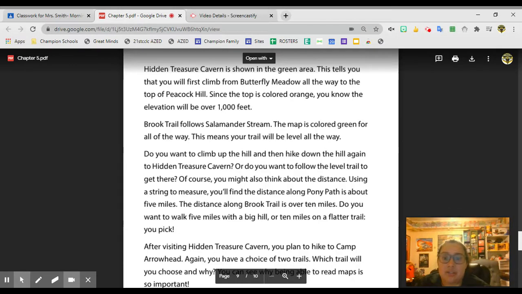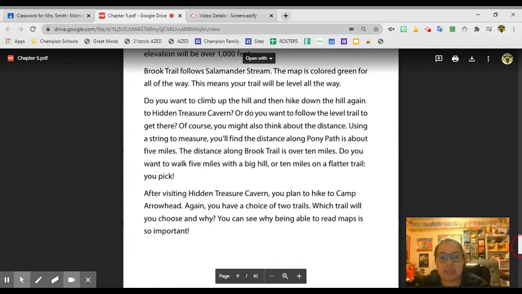Brook Trail follows Salamander Stream. The map is colored green all the way, which means your trail will be level all the way. Do you want to climb up the hill and then hike down the hill again to Hidden Treasure Cavern? Or do you want to follow the level trail to get there? Of course, you might also think about the distance. Using a string to measure, you'll find that the distance along Pony Path is about 5 miles. The distance along Brook Trail is over 10 miles. Do you want to walk 5 miles with a big hill or 10 miles on flatter trail? You have to pick, because it kind of depends on your preferences.